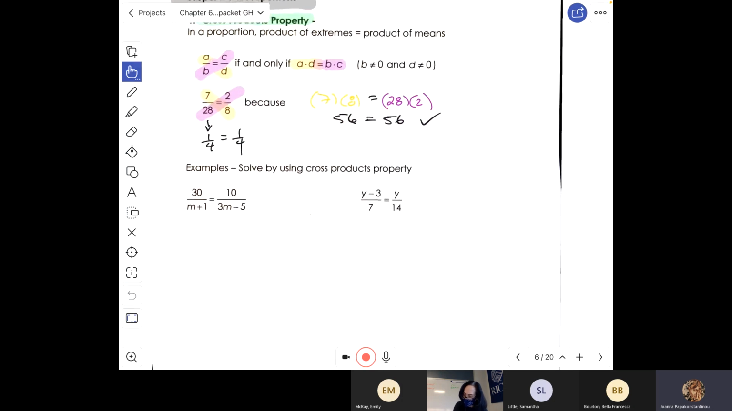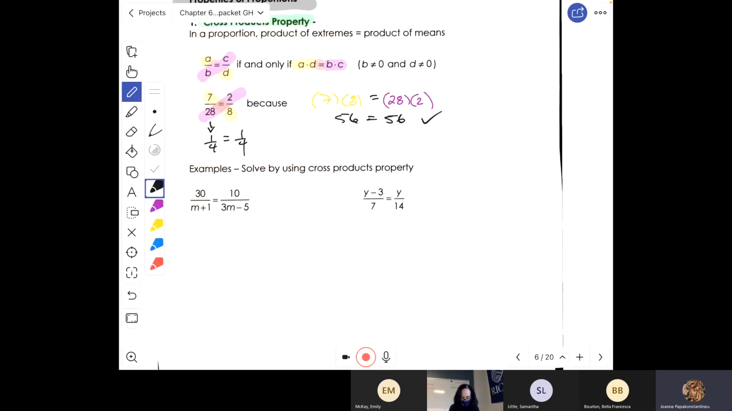Second property of proportion. Let's do an example where we actually get to solve them. I'm going to look at the product of my extremes. So I have 30 times 3m minus 5, and that's going to equal the product of my means. Does it matter whether I write 10 times m plus 1 or m plus 1 times 10? No, the commutative property of multiplication says the order doesn't matter. I like to write it in this form because then I can easily see I need to distribute.